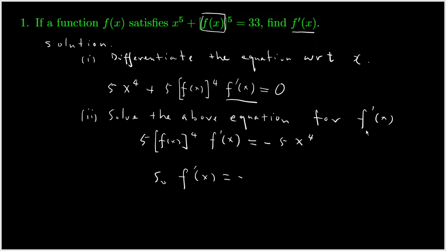The final answer I'm looking for is the following. On the numerator, after canceling out a constant factor of 5, you have x to the power 4. So maybe negative x to the power 4, but it looks nicer if you write the negative sign before the whole function. And then on the denominator you have f of x to the power 4. This thing can be treated as the final answer. I want to repeat, this thing can be treated as the final answer.